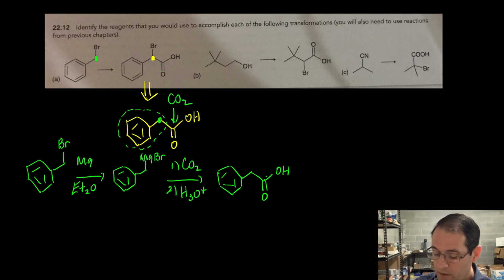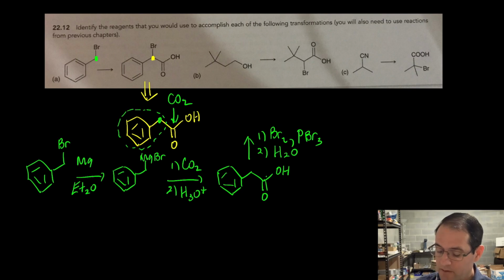And then what we would want to do is perform this Hell-Volhard-Zelinsky reaction. So remember again, it contains bromine, okay, phosphorus tribromide, okay, and then water, okay, and that's going to give us the target molecule. I'll just draw it out here.